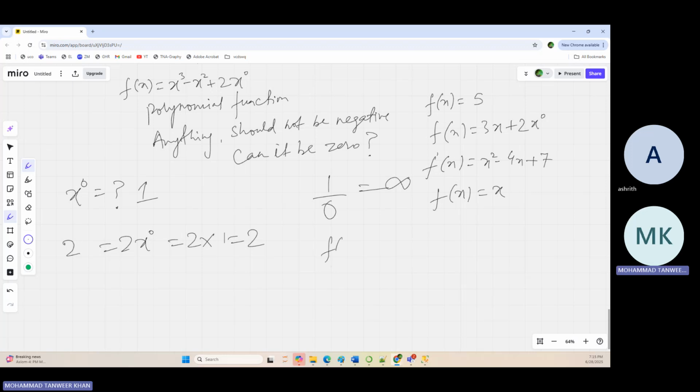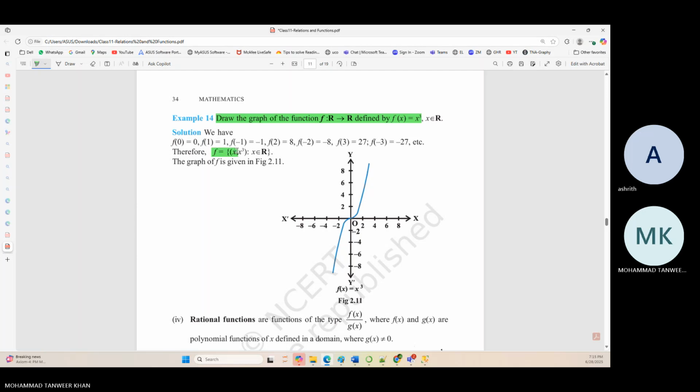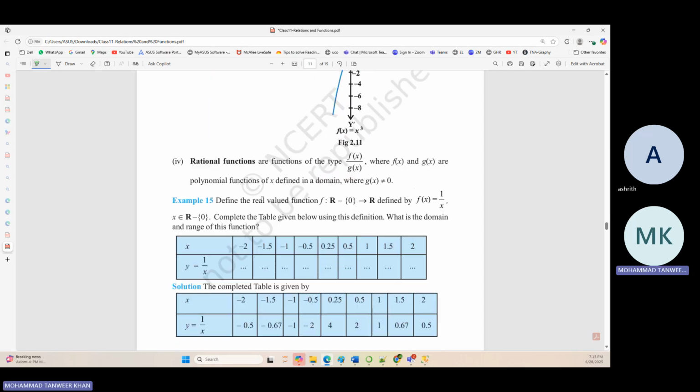This relationship, which I've written as f(x) = x cube, we can also write as (x, x cube). Since the input is x, the output is x cube. It is also written like this. You can see here. So far clear?